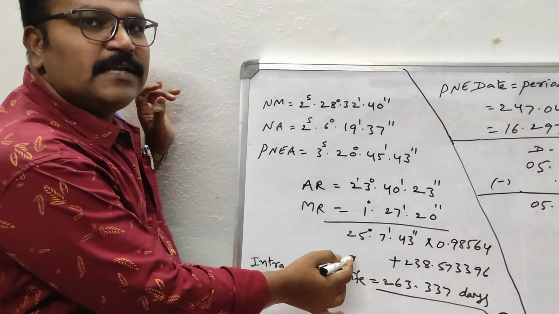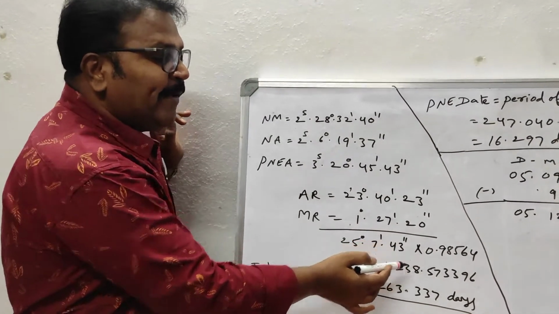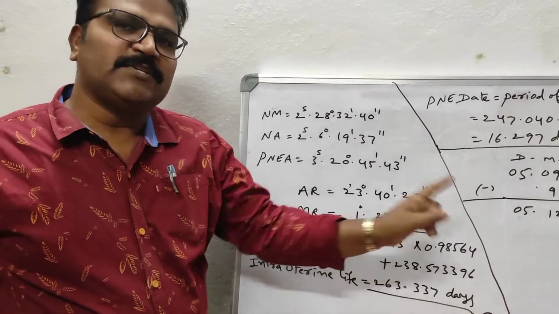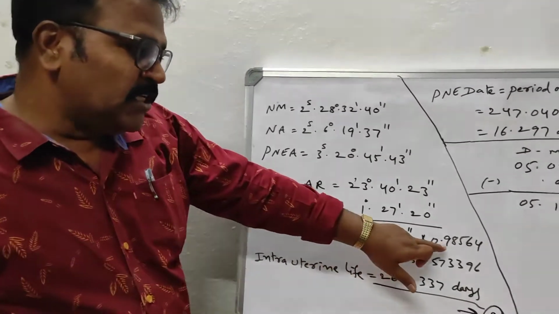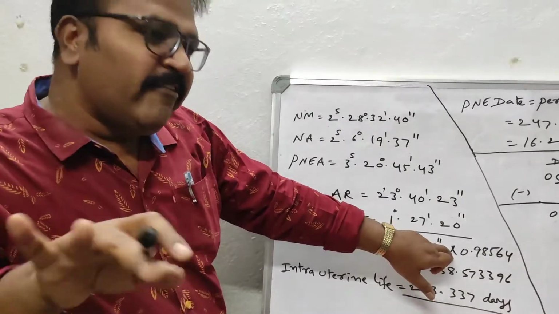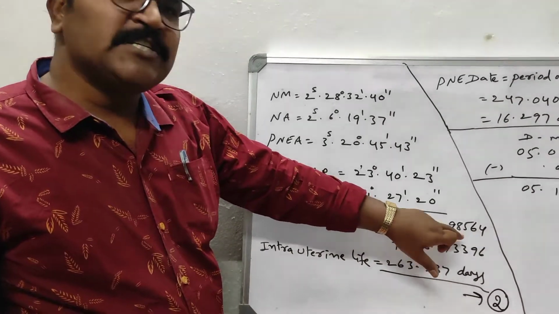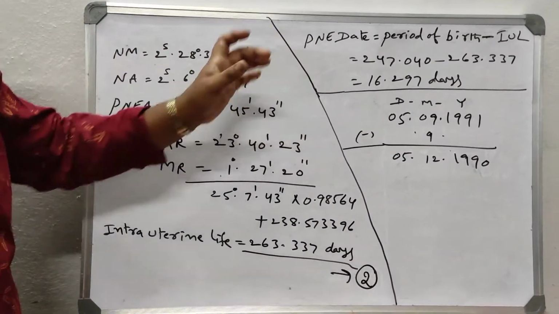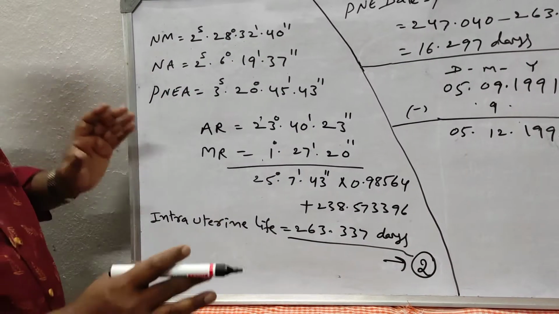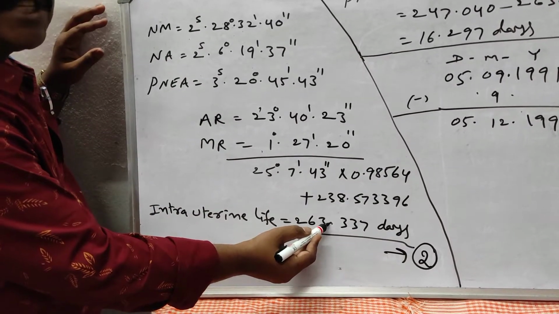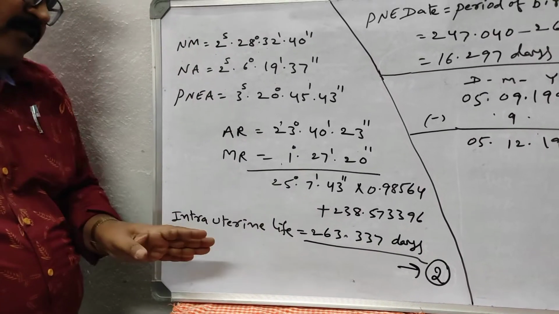These two should be added, and the total multiplied by 0.98564. And finally, 238.573396 should be added. So in total, we finally get 263.337 days. This is called intrauterine life.